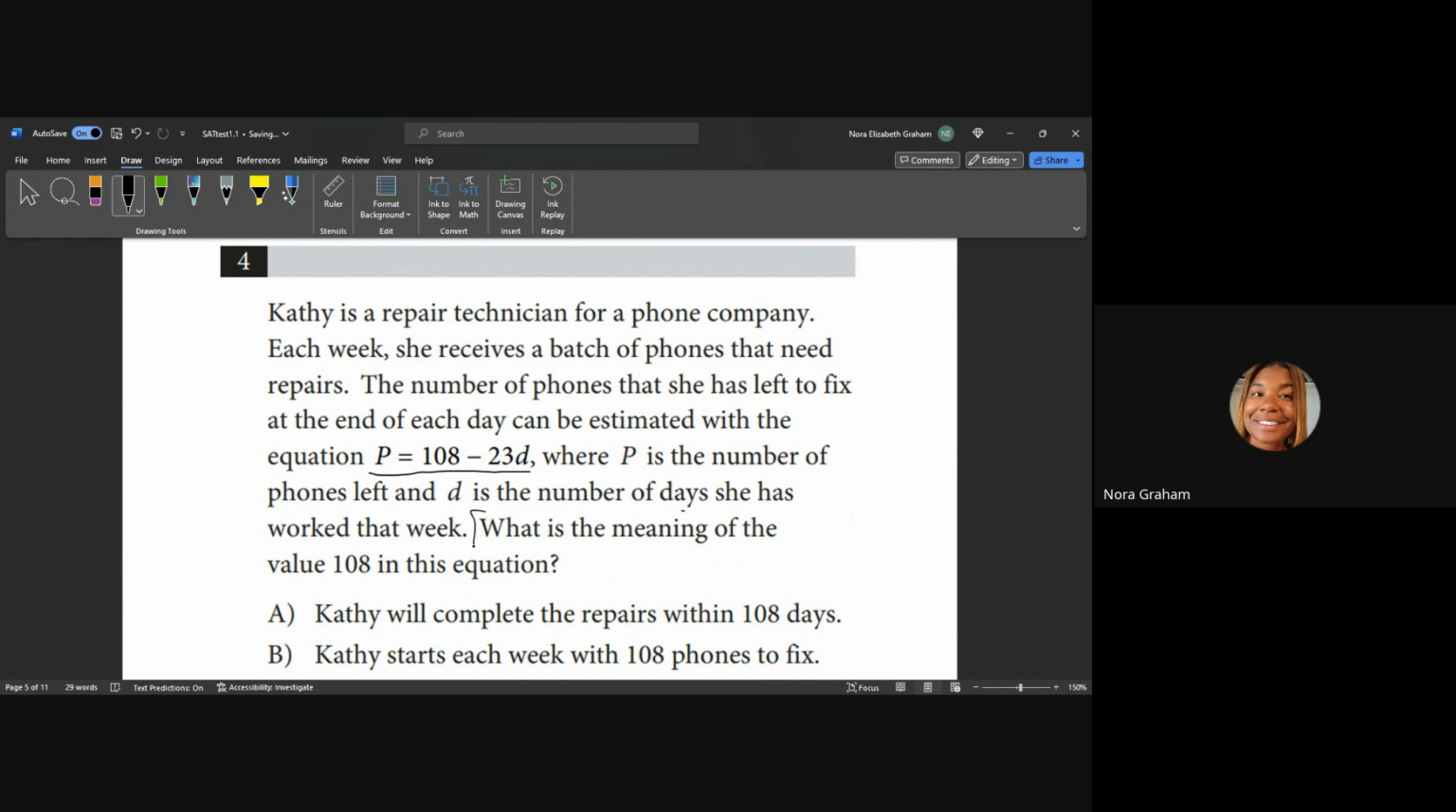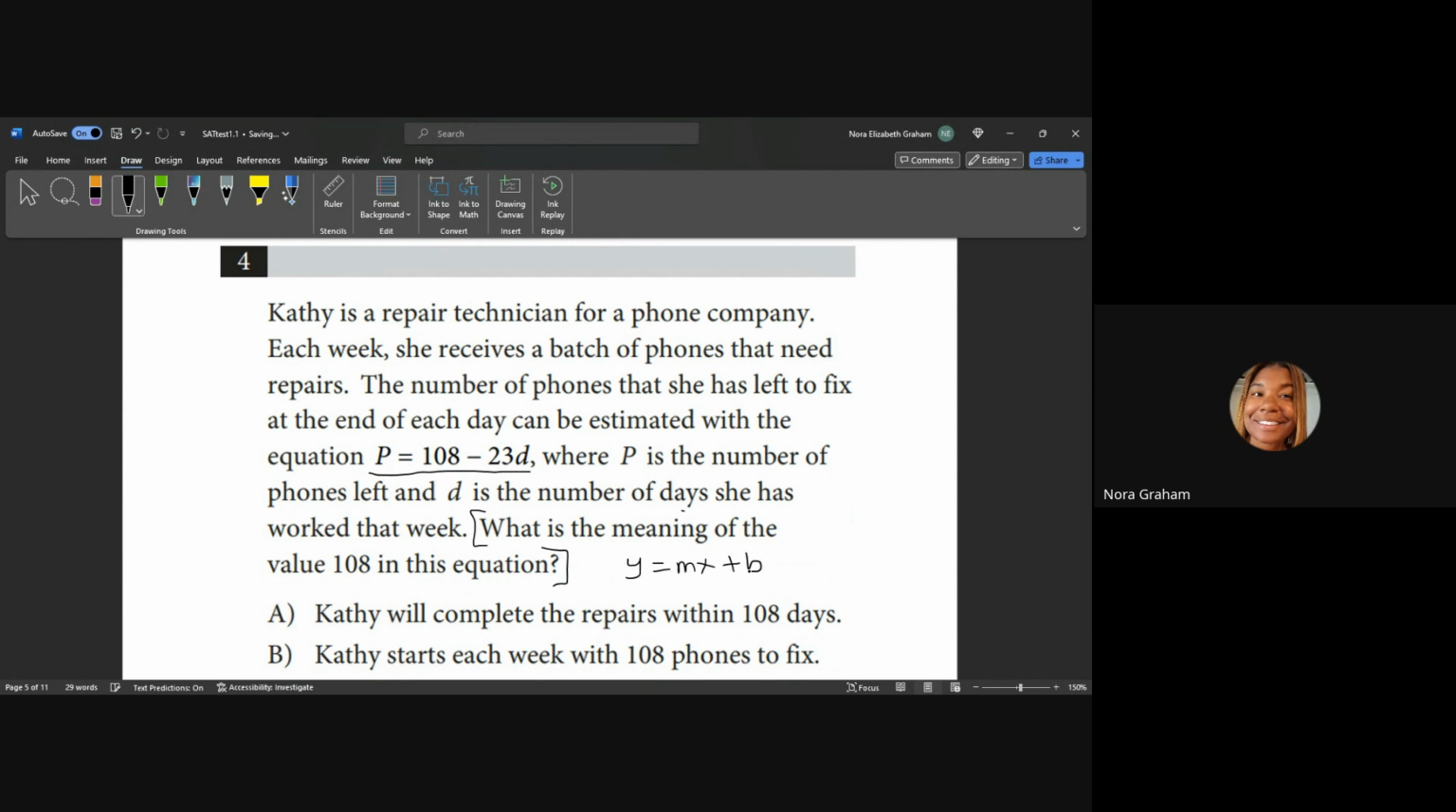And our question right here, what they're asking us, what is the meaning of the value 108 in this equation? Now notice that this equation is kind of set up like a linear equation where we have y equals mx plus b. And m is our slope. And remember, slope always deals with rate. And then b is our just constant, right?